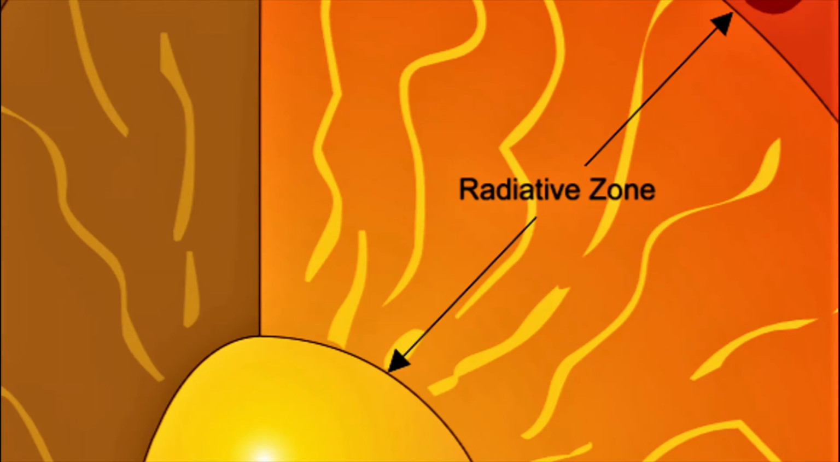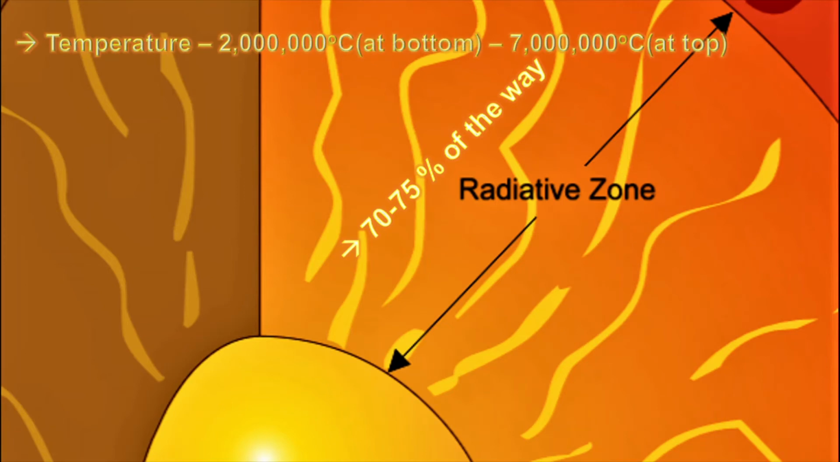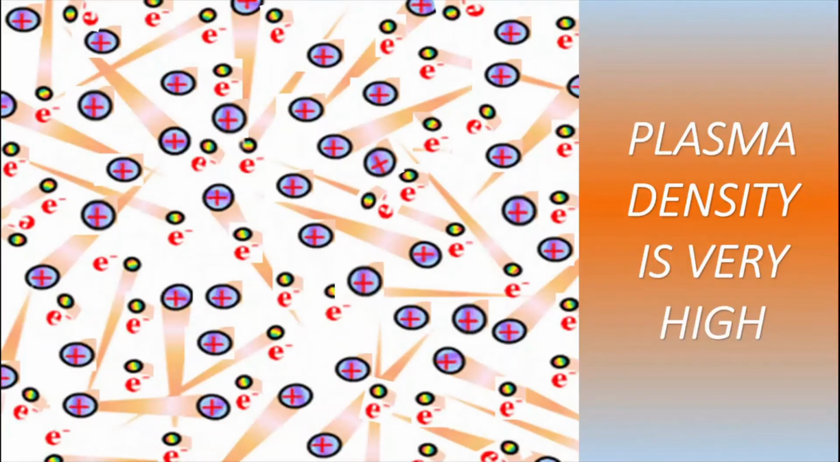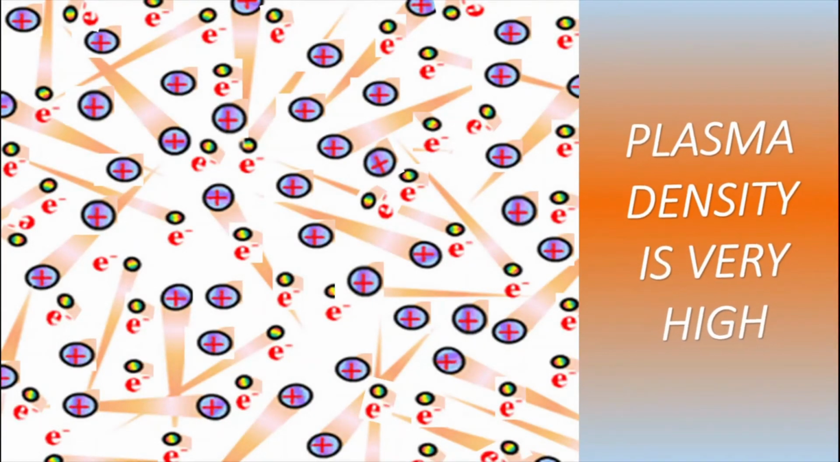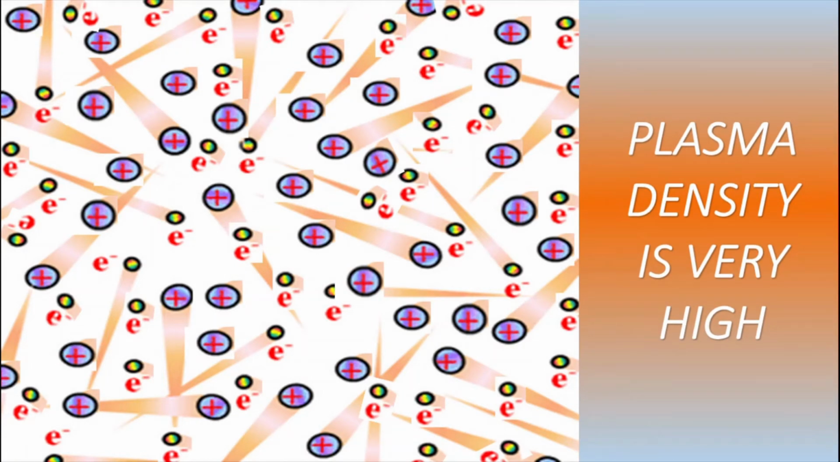Number 5. The radiative zone. The radiative zone extends about 3/4 or 75% of the way to the surface. The temperature of the radiative zone ranges from 2 to 7 million degrees Celsius. The radiative zone is the site where energy transport occurs. The plasma density here is very high. This zone can be categorized as the place where the photons bounce around, facilitating the ability for energy to be transported to the outer surface of the sun.